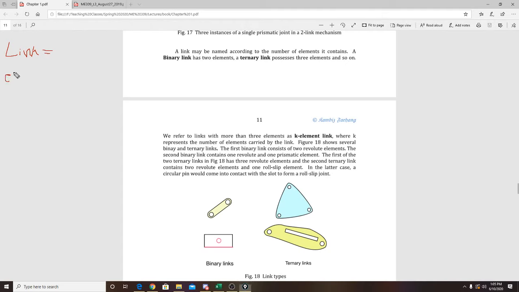So link, elements, joint. So I'm going to put J1 and J2. Binary. I really need a stylus or something, but you guys can go ahead and start answering. Type into the chat if you want. And then n element.